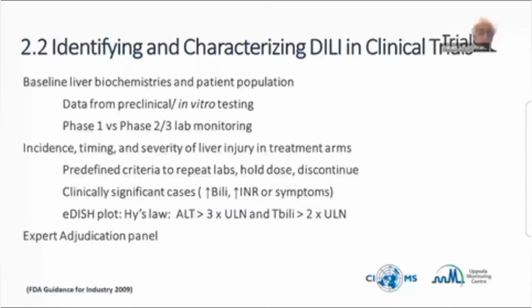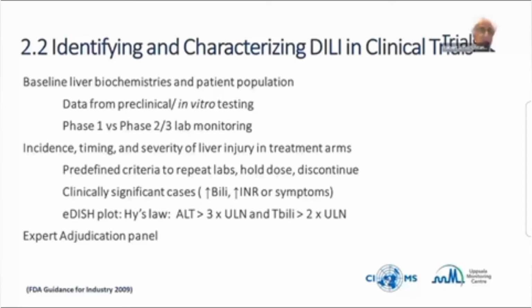Now, how do we identify and characterize DILI in clinical trials? This is a series of stepwise assessments. First, you always look at the baseline liver biochemistries in your patient population of interest, and also look for the presence of underlying liver disease, for example, hepatic steatosis in a diabetic population in a clinical trial. In terms of the risk of DILI, you need to know what the preclinical profile is of the compound of interest, and also what in vitro testing informed you regarding hepatotoxicity risk.